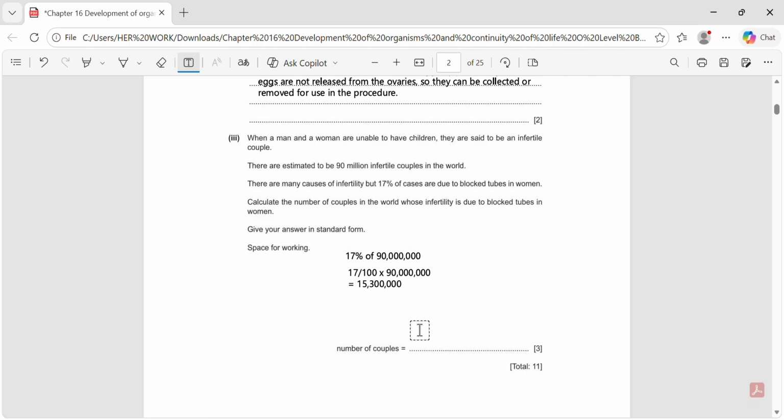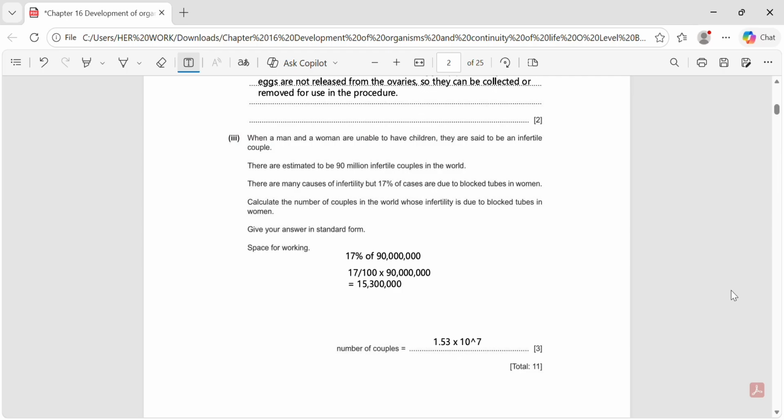Now we convert this into standard form. To do this, we simply shift the decimal point until only one non-zero digit is left in front of it. As we move the decimal point, we count how many places it moves. That count becomes the power of 10 in the final answer. If the decimal point is moved to the left, the power of 10 is written as a positive number. If the decimal point is moved to the right, the power of 10 is written as a negative number. So 15,300,000 becomes 1.53 times 10 to the power of 7. Therefore, the final answer is 1.53 times 10 to the power of 7.